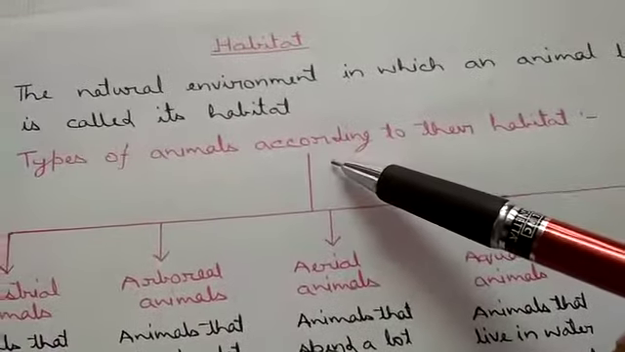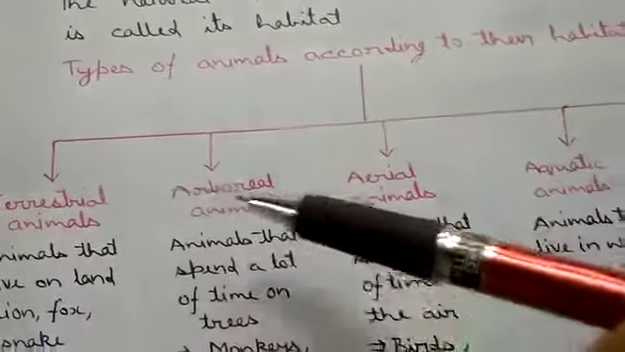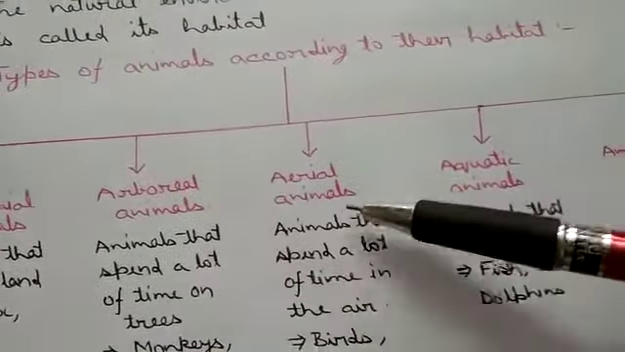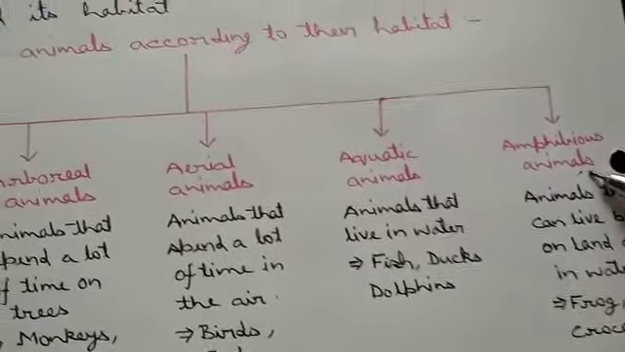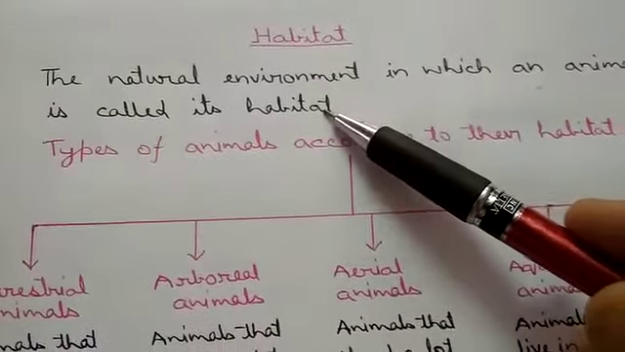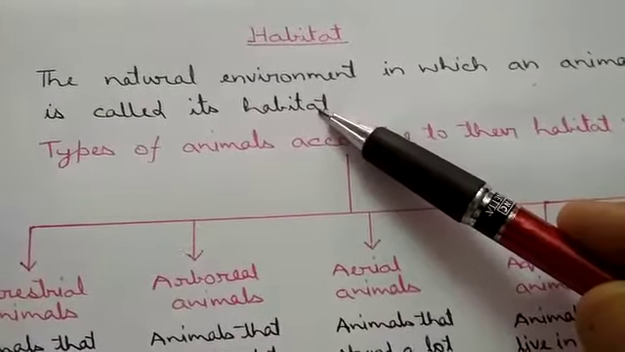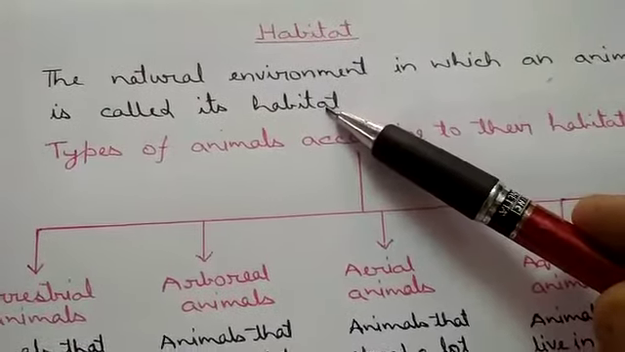According to the habitat, animals are of 5 types. First, terrestrial animals. Second, arboreal animals. Third, aerial animals. Fourth, aquatic animals. And fifth, amphibious animals. What is habitat? Habitat is the natural environment in which an animal lives. You can also say that habitat is the dwelling place of an animal, where an animal lives.